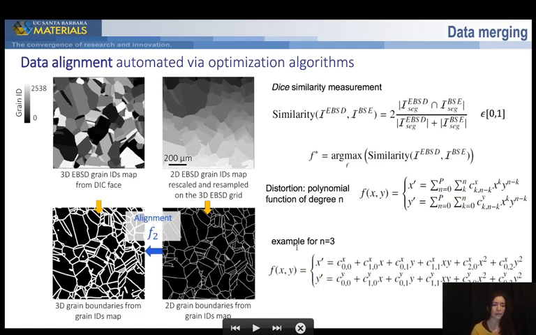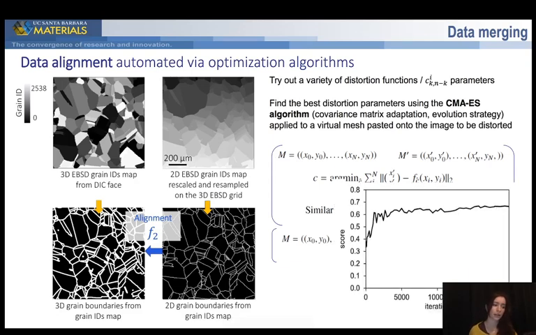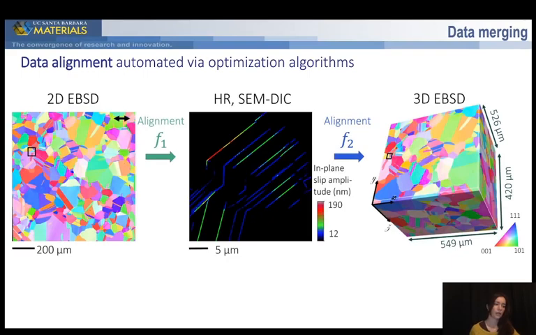And all this is done in a non-supervised manner. So in other words, the algorithm will find what coefficient of our distortion function yields the highest similarity between the images that we want to align. The code usually runs pretty fast on a laptop and finds the distortion function within 10 to 15 minutes. In a typical dataset, we recombine DIC data with 2D BSD and/or 3D BSD. And today I will focus on merging DIC with 3D BSD only.